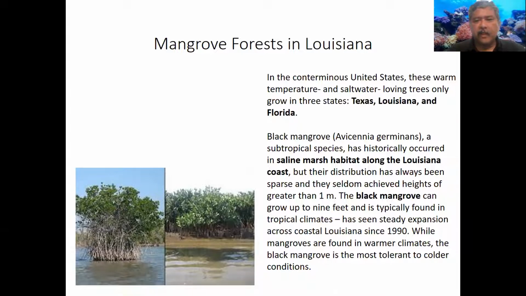Oh, I wrote here, mangrove can grow up to 9 feet, typically found in tropical climates. So 9 feet, that's 3 meters compared to 1 meter right here.